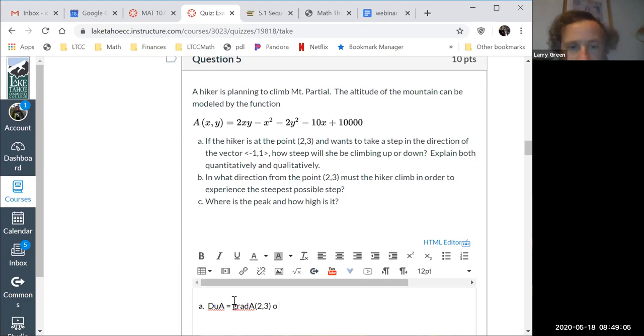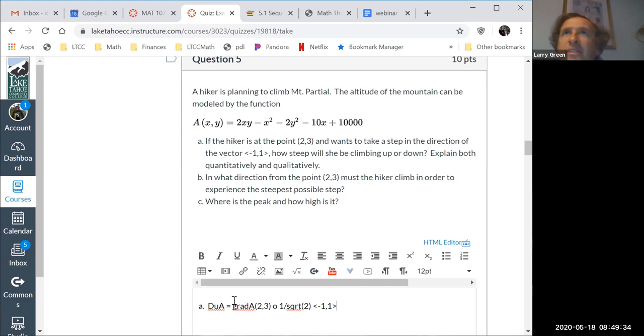Dotted with the unit vector. Now the unit vector, see, we have the vector negative 1, 1. We just got to make a unit vector that has magnitude 1. So it'll be 1 over the square root of 2 times negative 1, 1. Any questions so far? Okay, so that's how to get started.